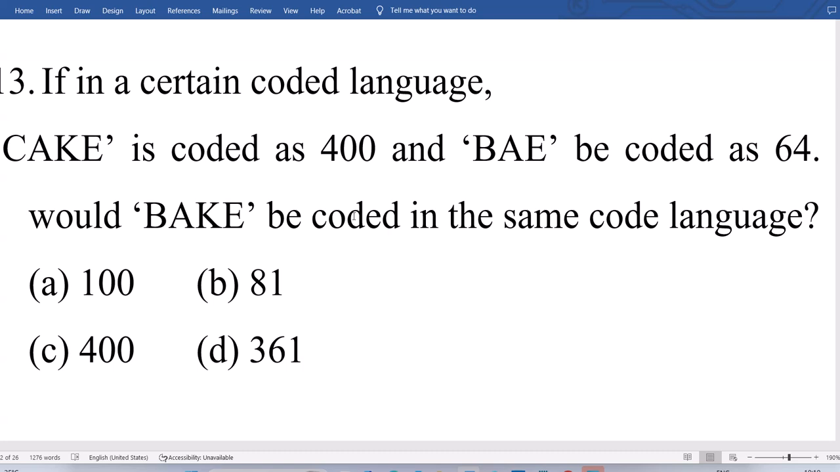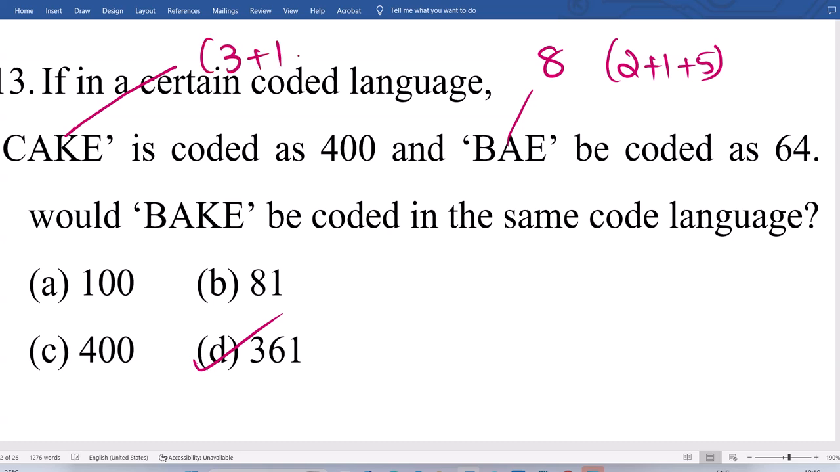361. One thing you observe simply, all are perfect squares. 400 is 20 square, 64 is 8 square, all options are perfect squares: 10 square, 9 square, 19 square. Answer is 361, 19 square. Why, sir? B plus A plus E is nothing but 2 plus 1 plus 5, 8, right? 8 square is 64. Cake: 3 plus 1 plus 11, 15 plus 5, 20. 20 square. When cake is 20, bake will be 19 because only one letter changed. C becomes B, minus 1, so 19. 19 square is 361. Square of that.